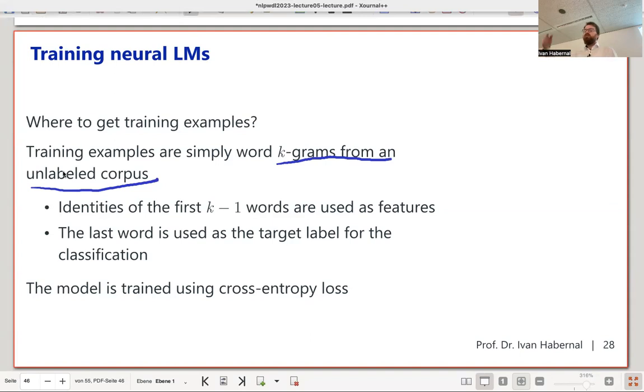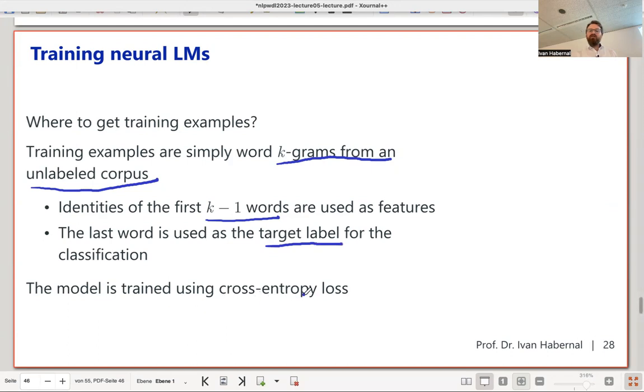Entailment, not entailment, or contradiction and stuff like that. It's basically the next word is the label. So this is easy. This is great because you don't have to do any manual work. You just scrape the internet and have the n-grams, and you have as many as you want. So the features are the first k minus one words, and the last word is used as a target label for the classification. So we had it already.